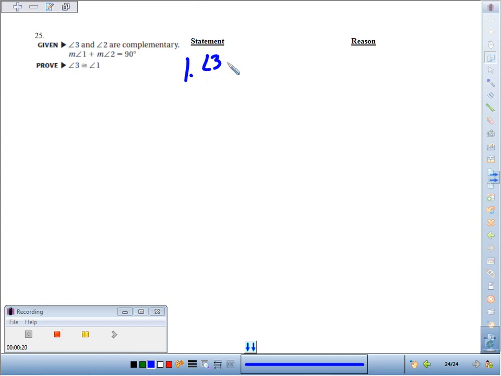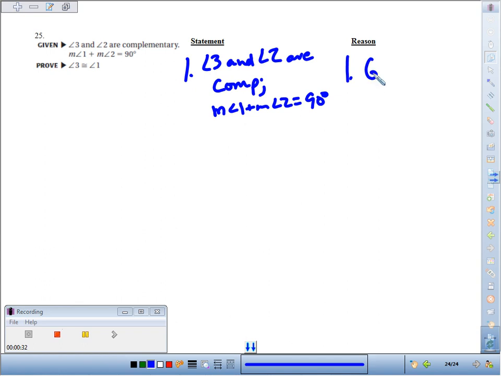So angle 3 and angle 2 are complementary. Measure of angle 1 plus the measure of angle 2 equals 90 degrees. And that's just our given. So what can I say?